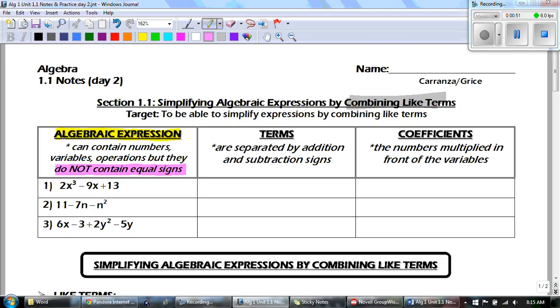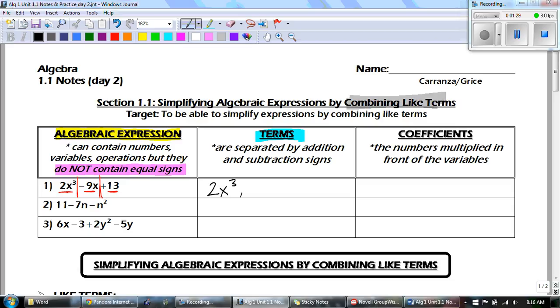The next thing we're going to talk about are terms. Terms are separated by addition and subtraction signs. So if we're looking at number 1, my terms are separated by the addition and subtraction signs. If you look at it, we have 3 terms. My first term, going in order from left to right, is the 2x cubed.